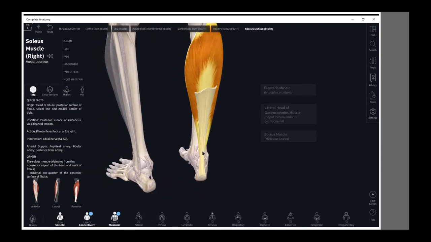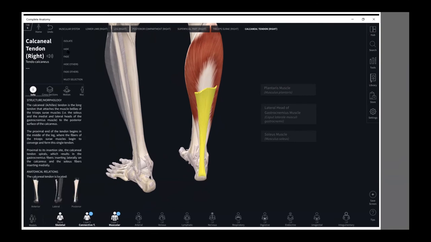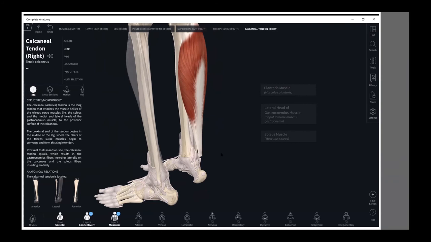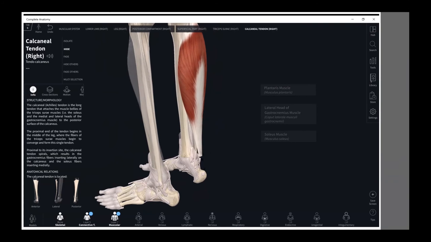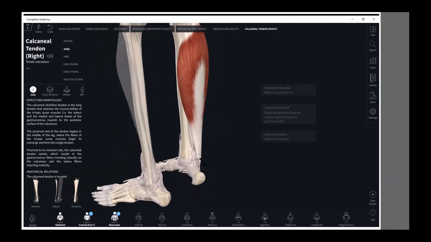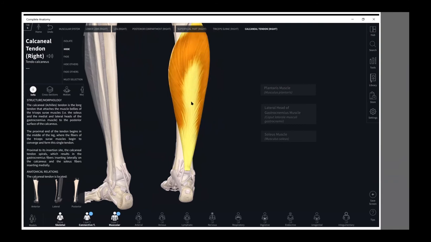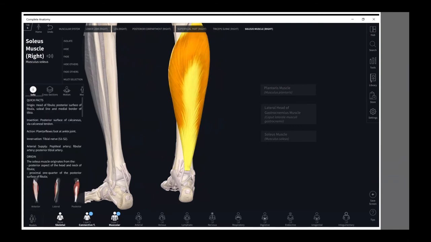And actually, let me move that. Okay, so its fibers insert much further distally into that tendon. And it's actually, again, plantar flexion of the foot and the ankle joint, and again, tibial nerve innervation, S1, S2.